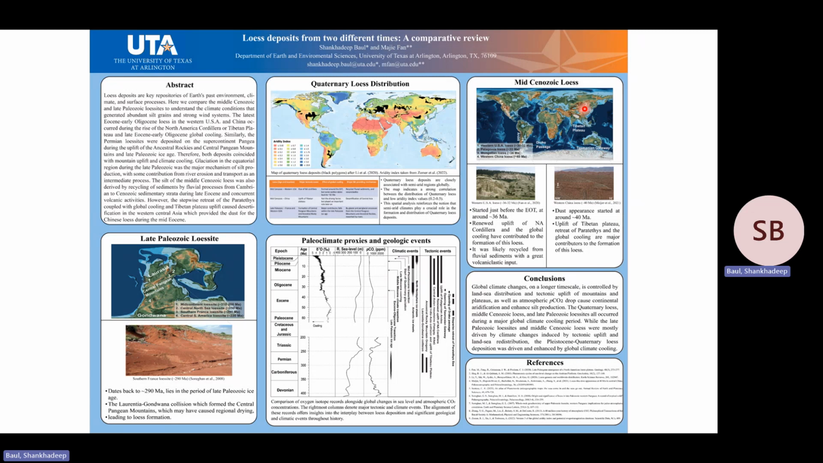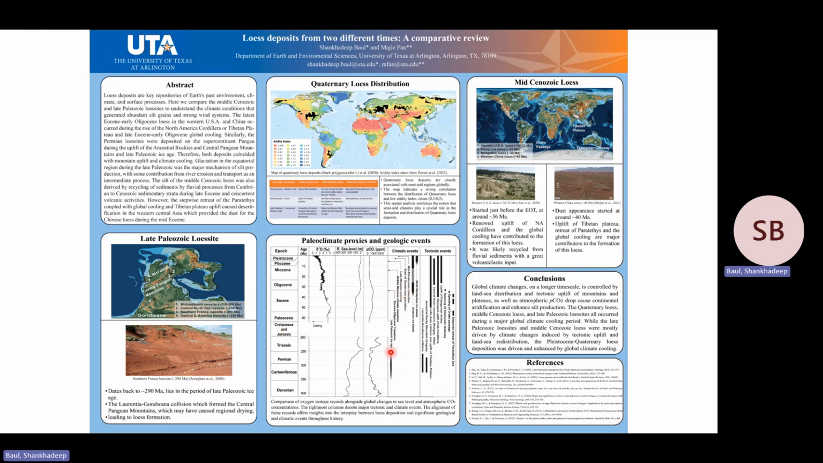Now, if we take a look at the major tectonic events of this time, we can see the opening of the Drake and the Tasmanian Passage and the decline of global pCO2 values, all of which are related to global cooling at that time. All of these have contributed to the formation of loess deposits in different parts of the world.